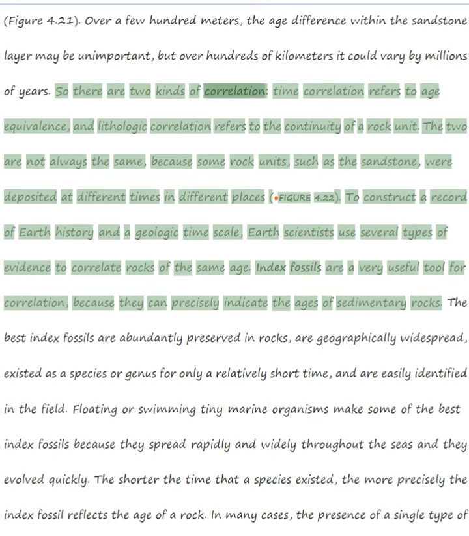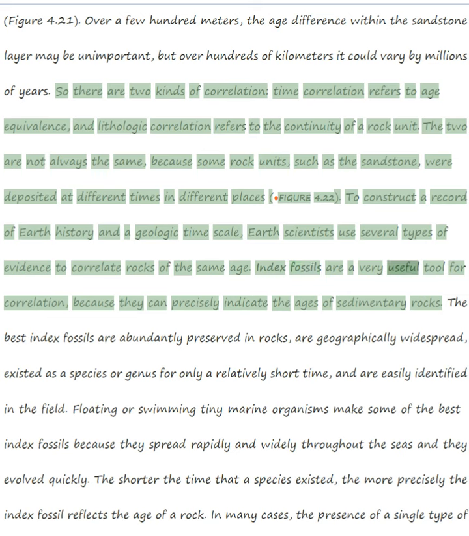So there are two kinds of correlation. Time correlation refers to age equivalence, and lithologic correlation refers to the continuity of a rock unit. The two are not always the same, because some rock units, such as the sandstone, were deposited at different times in different places. To construct a record of Earth history and a geologic time scale, Earth scientists use several types of evidence to correlate rocks of the same age.